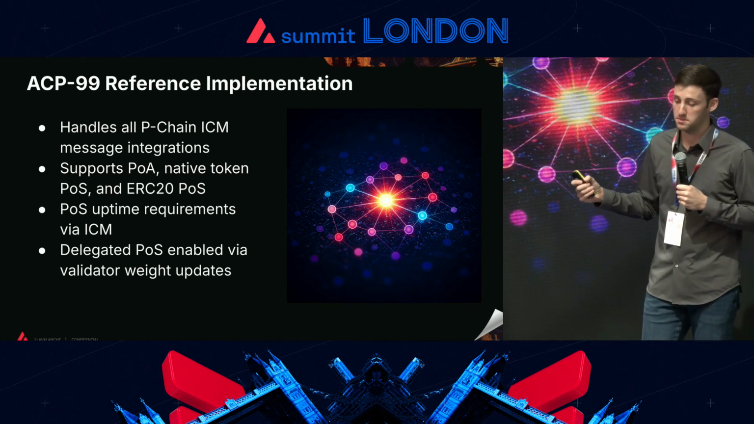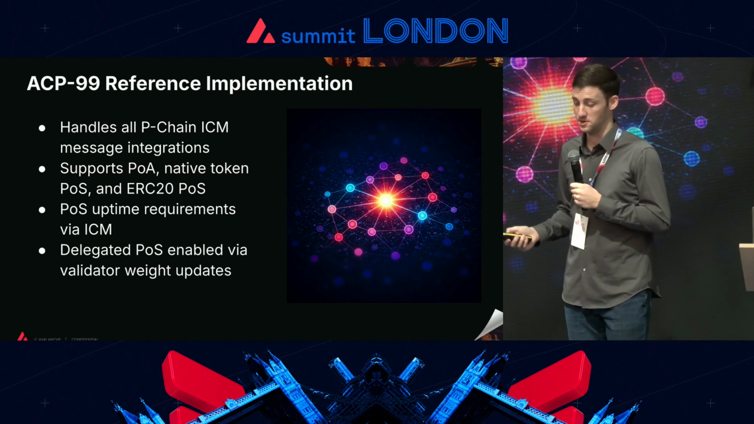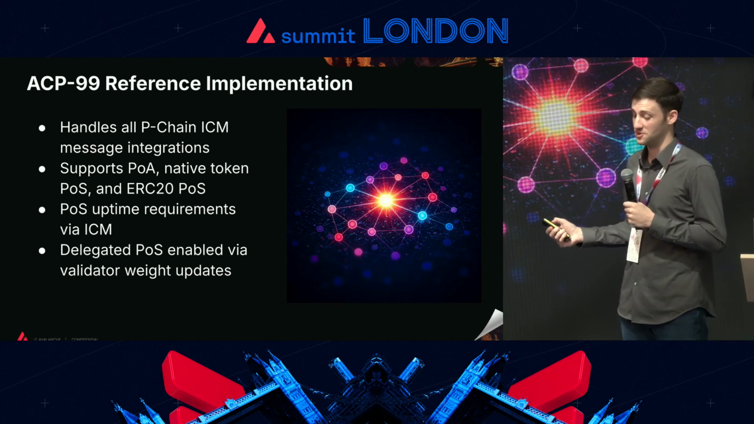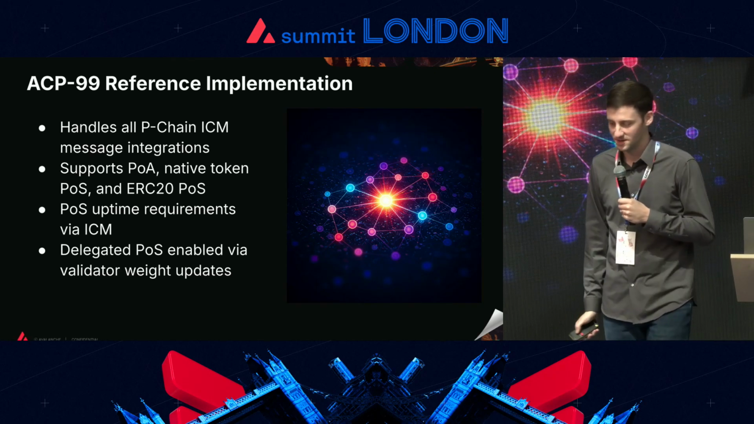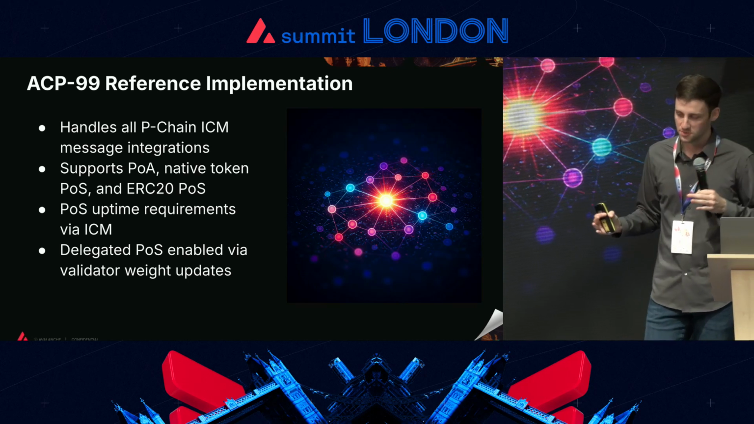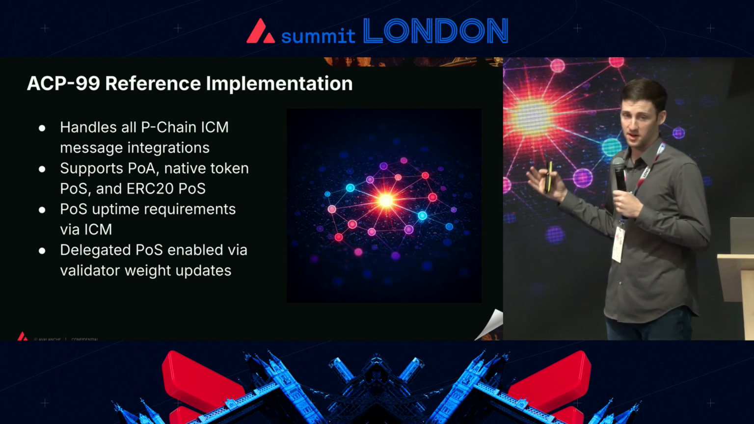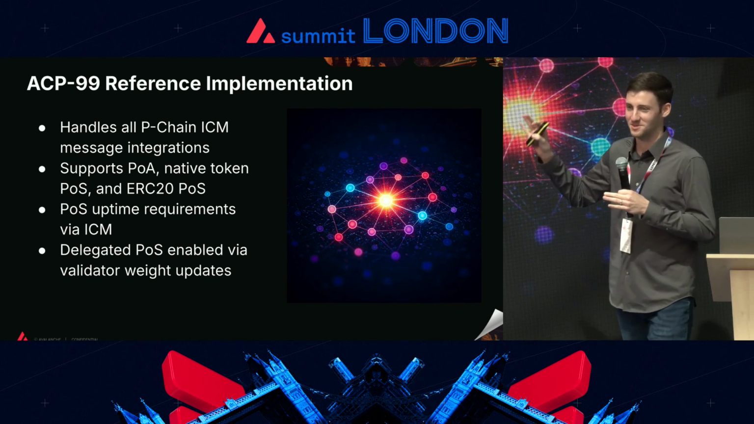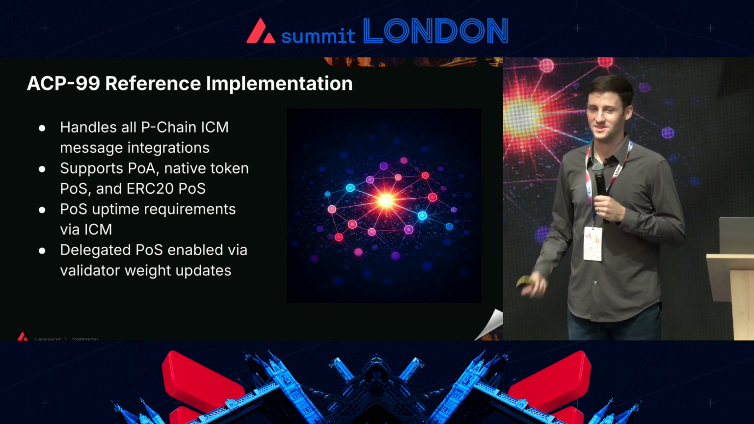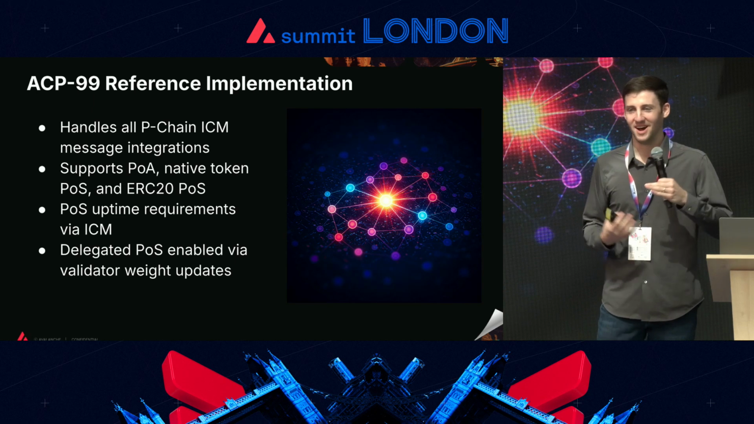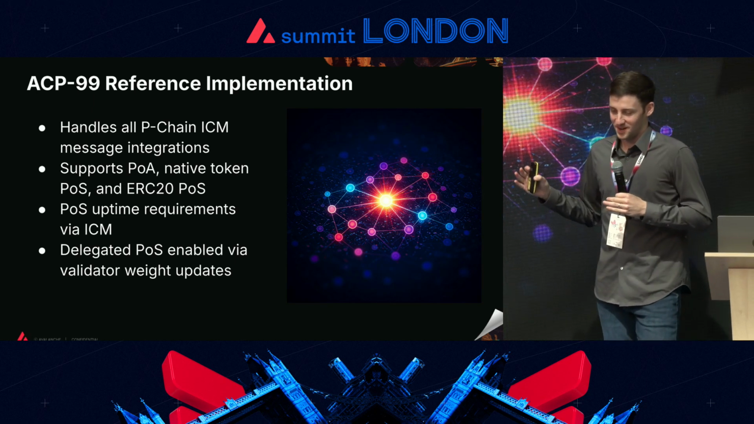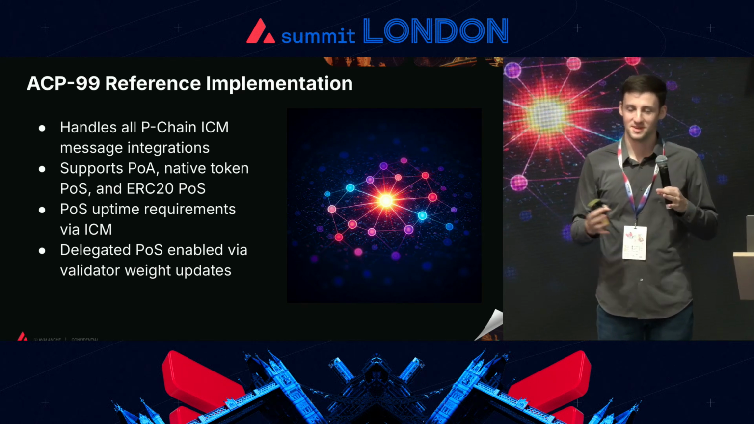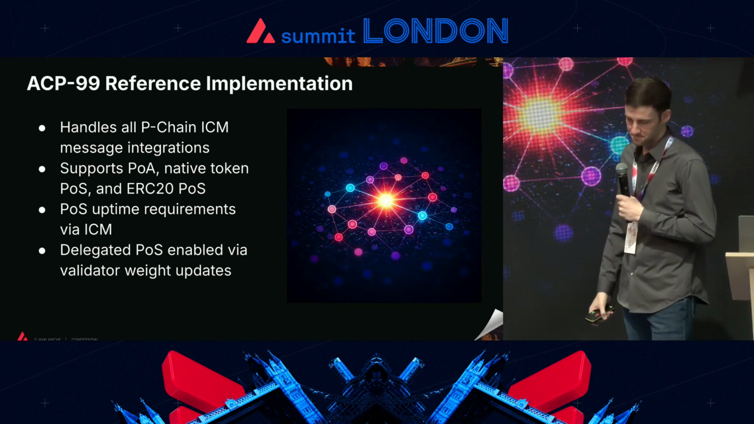Aside from handling those ICM message integrations, the base contracts also support the proof of authority case, the native token proof of stake case, and the ERC20 token proof of stake case as well. So you can stake any arbitrary ERC20 token or the native EVM token of your chain. We don't recommend staking AVAX as your primary staking mechanism because there's a lot of security issues that can arise with that, as far as someone trying to take over a lot of stake weight. But these contracts also help define what all of those best practices are in order to help teams and projects avoid them without even needing to think about it.